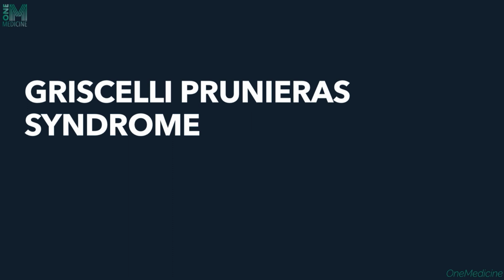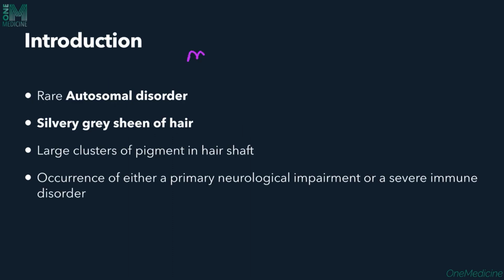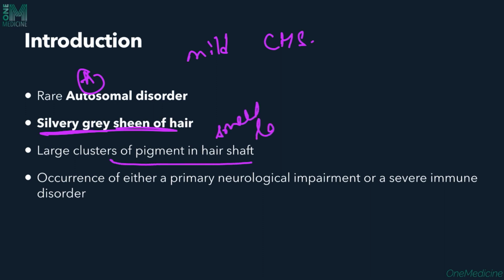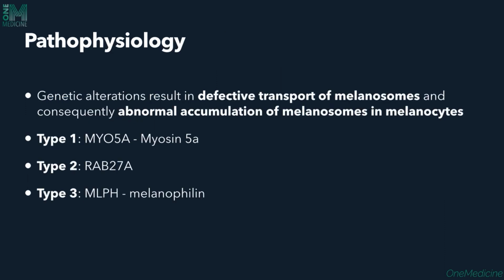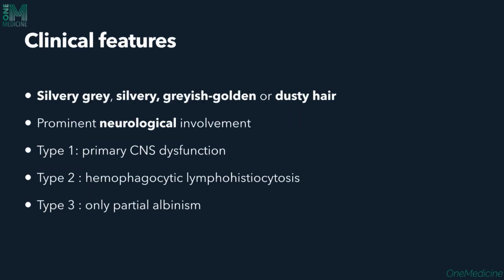Griscelli Prunieras syndrome is a milder variant of Chediak Higashi syndrome. It's an autosomal disorder wherein there is silvery grey hair present, with large clusters of pigment in the hair shaft. Melanin clumps would be present, both small and large, whereas in Chediak Higashi only small regularly arranged melanin pigment clumps are present. There are three types, type 1, 2 and 3. Primary CNS involvement in type 1, hemophagocytic lymphohistiocytosis in type 2, and only partial albinism in type 3.